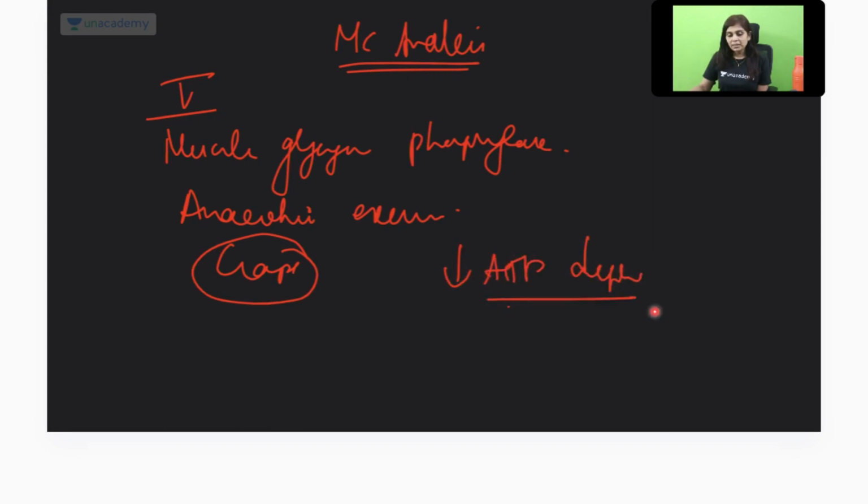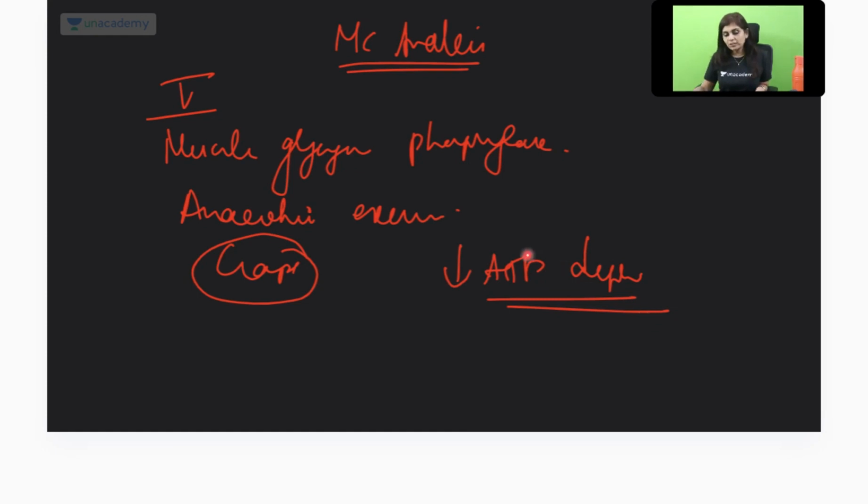Why is there ATP depletion? Because glycogen phosphorylase is defective. The muscle is neither able to get glucose from its glycogen, nor can it get glucose from the circulation. So no glycolysis, no ATP production.